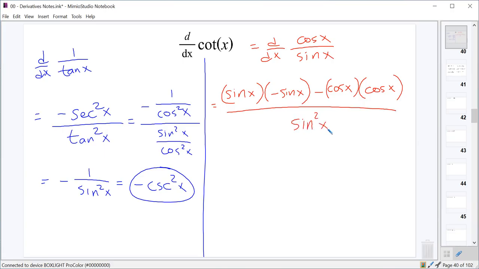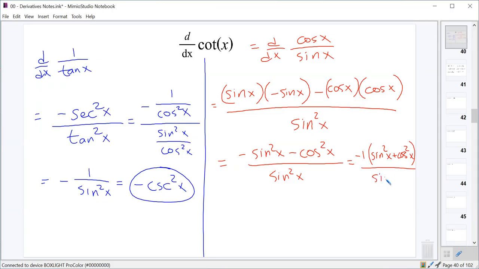And we should simplify this down to negative sine squared x minus cosine squared x over sine squared x. And if we take a negative 1 out of the numerator, we get negative 1 times sine squared plus cosine squared over sine squared x. And since we know that sine squared x plus cosine squared x is 1, we now have negative 1 over sine squared x, or negative cosecant squared x. So either way you go about it, you end up with the exact same derivative.